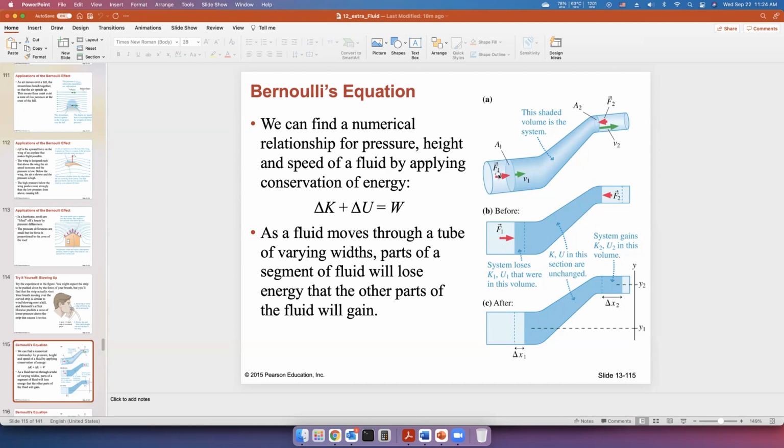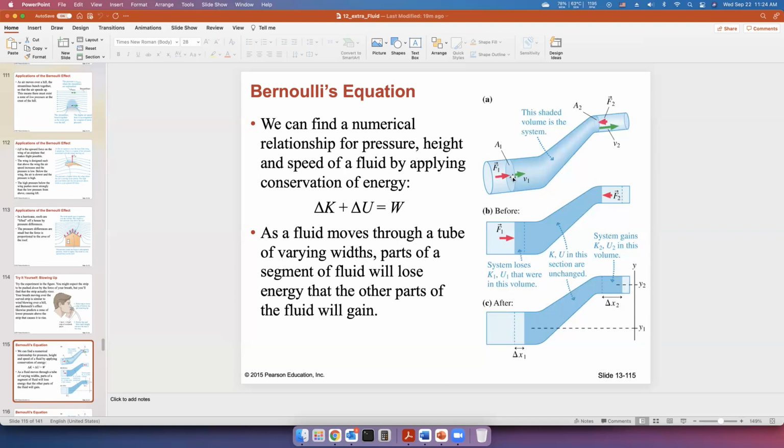Suppose the fluid is flowing through the tube, then there must be some forces pushing it. If there are forces pushing it, then the forces are doing some work. Then the work could be transformed into two kinds of energies. One is the kinetic energy, because for example, from here to there, the velocity of the fluid is getting faster, so the kinetic energy is changing.